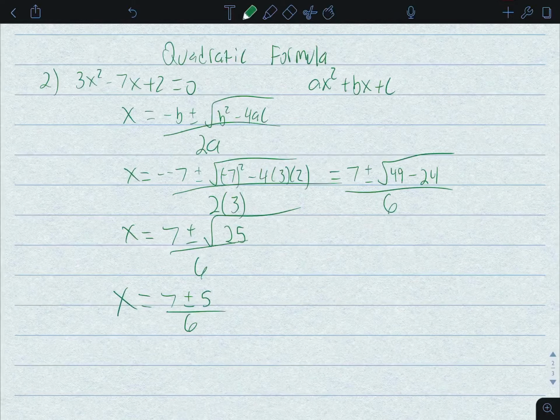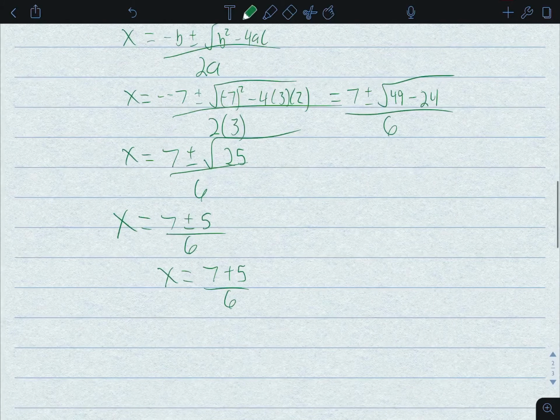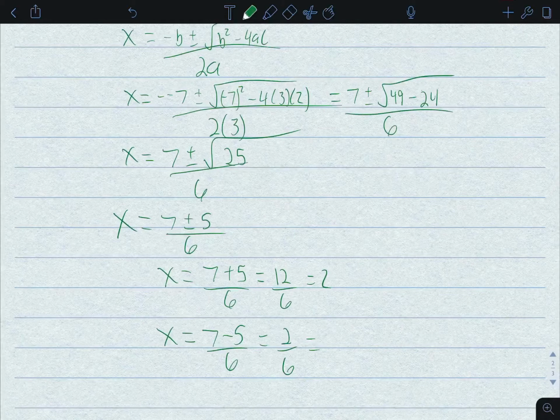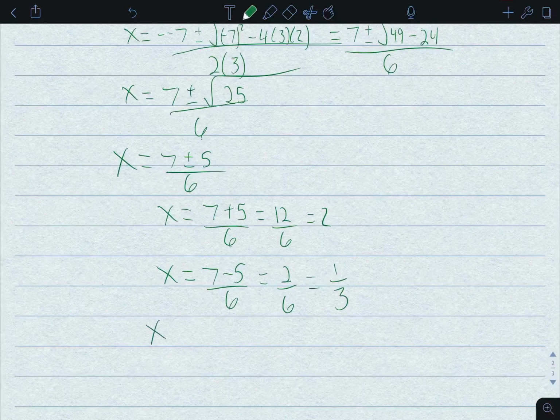And then I'm going to separate this. X equals 7 plus 5 divided by 6, and this would be equal to 12 over 6, which is 2. X is also equal to 7 minus 5 over 6, which is 2 over 6, which is 1/3. So then the two solutions for this question are x equals 1/3 and x equals 2.